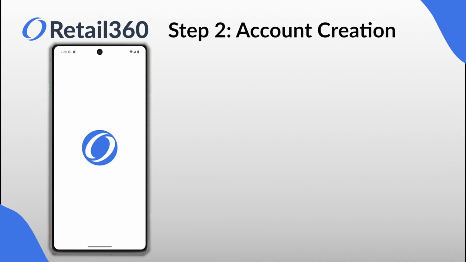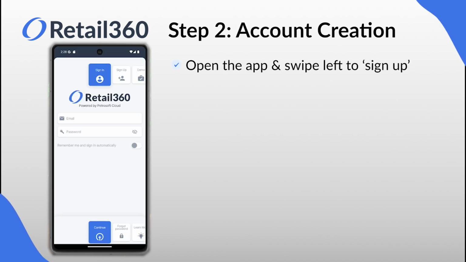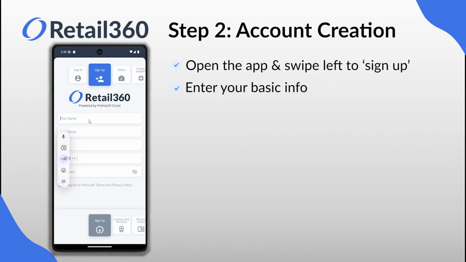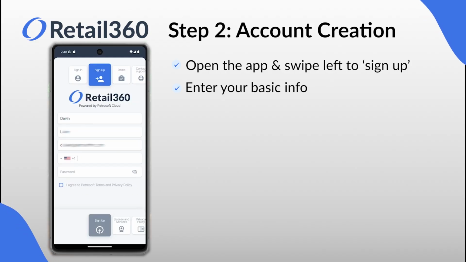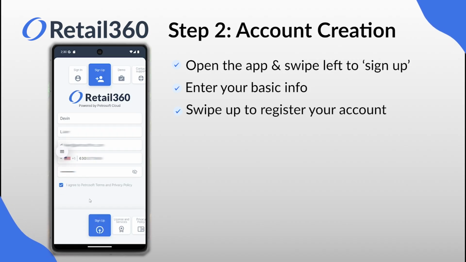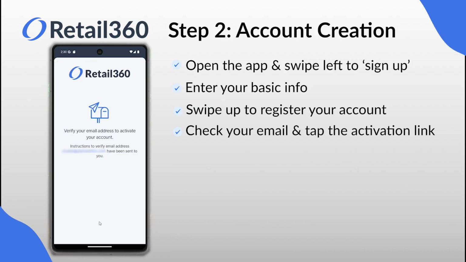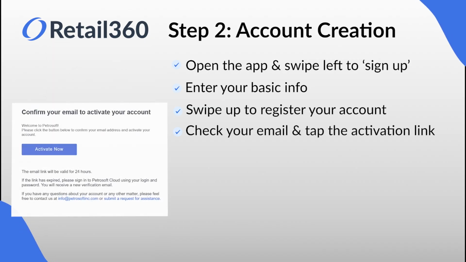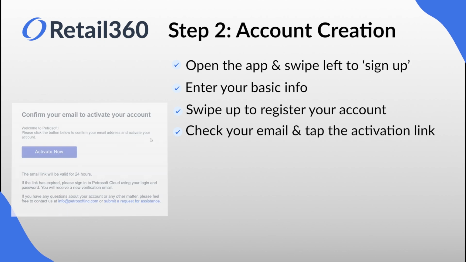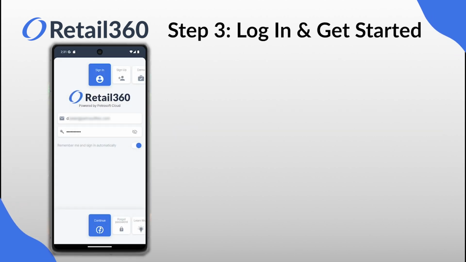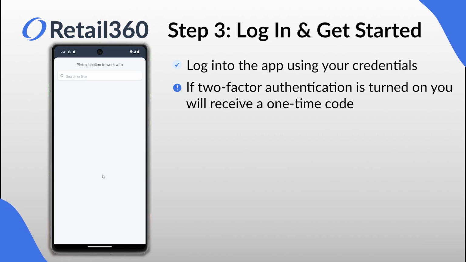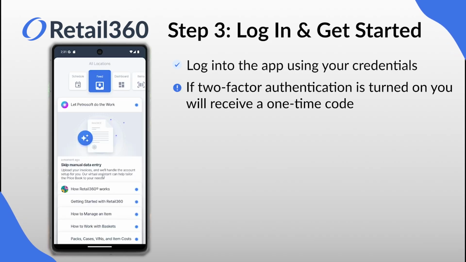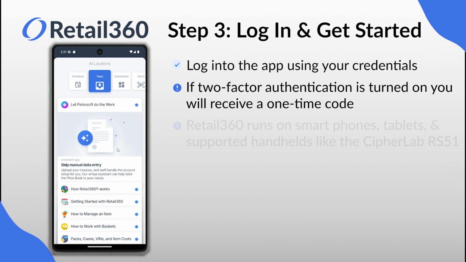Step 2. Create your account. Open the app, swipe left to sign up, and enter your basic info: name, email, phone, and a secure password. Then swipe up to register. Next, check your email inbox and tap the link to activate your account. Now, log into the app using your new credentials. If two-factor authentication is turned on, you'll be prompted for a one-time code.